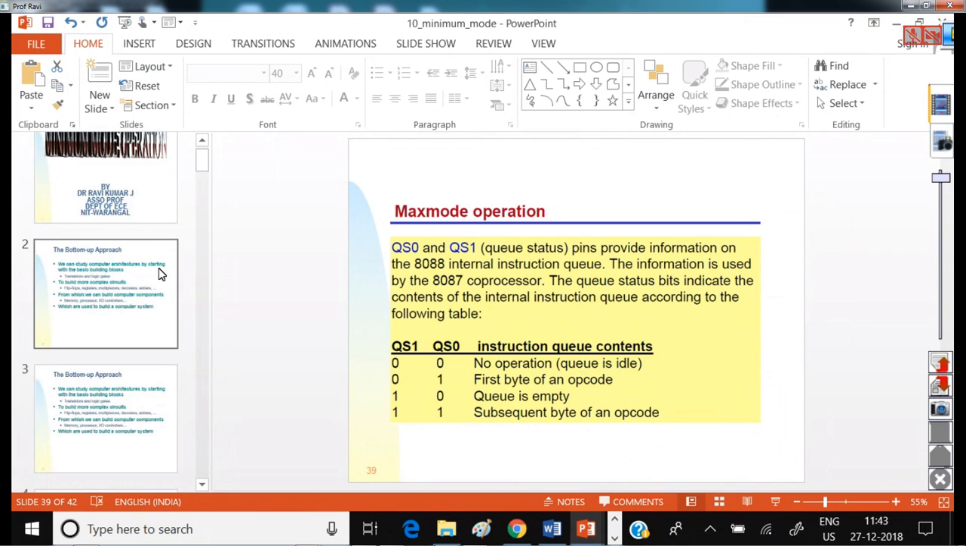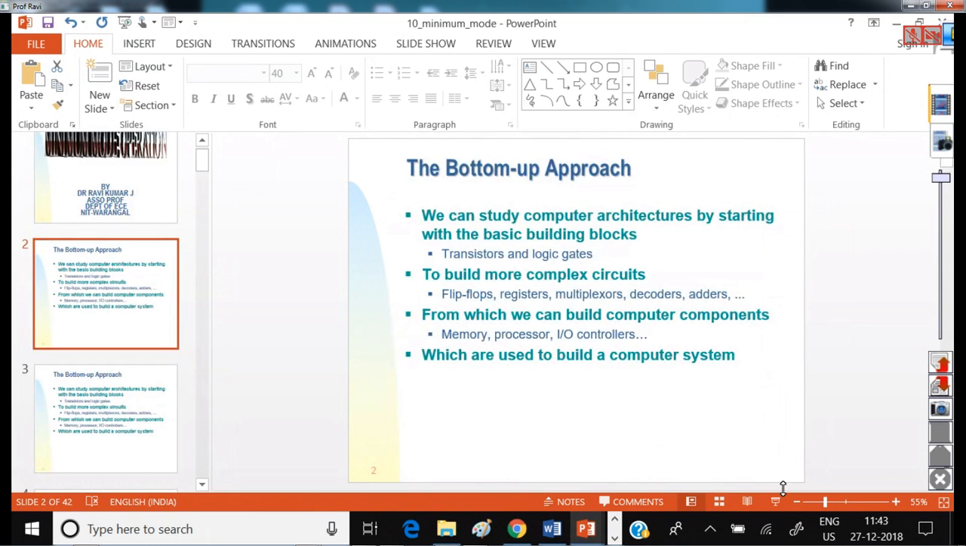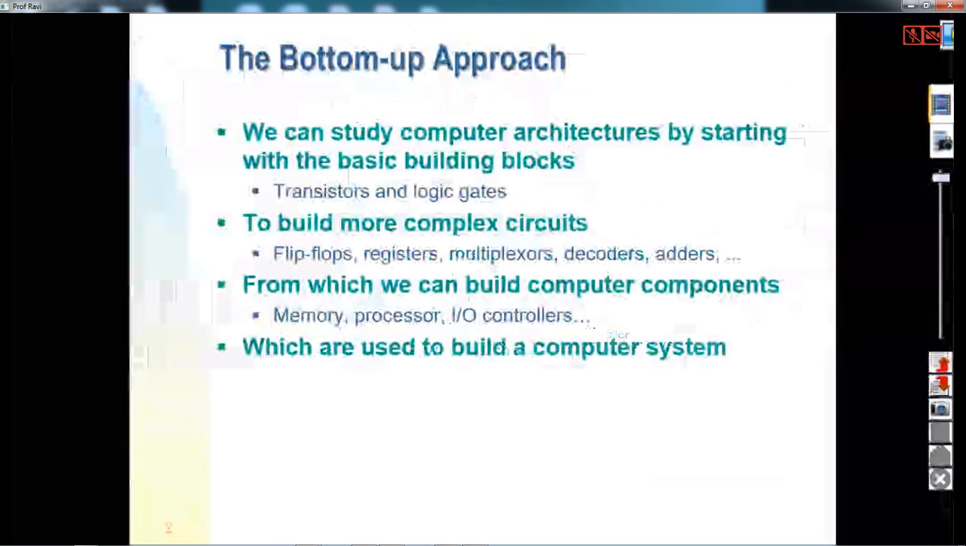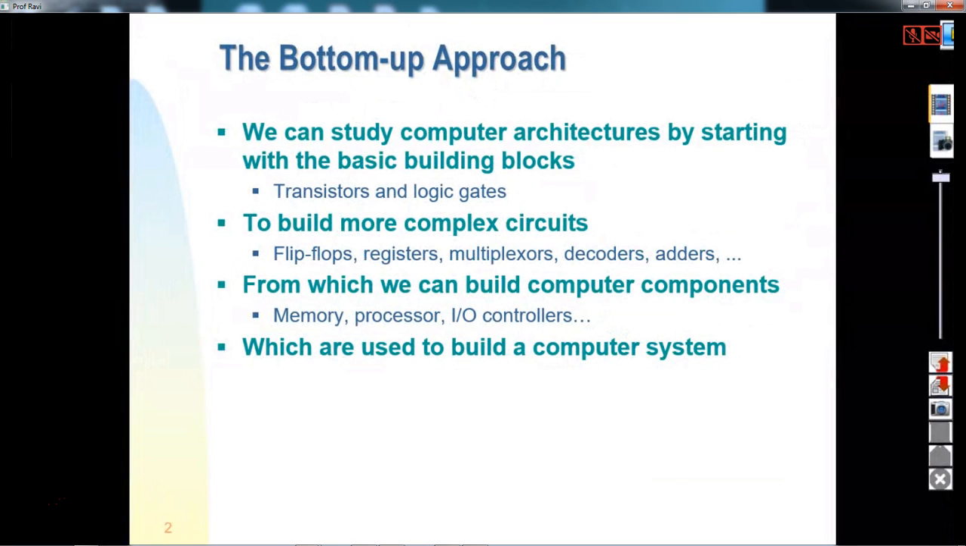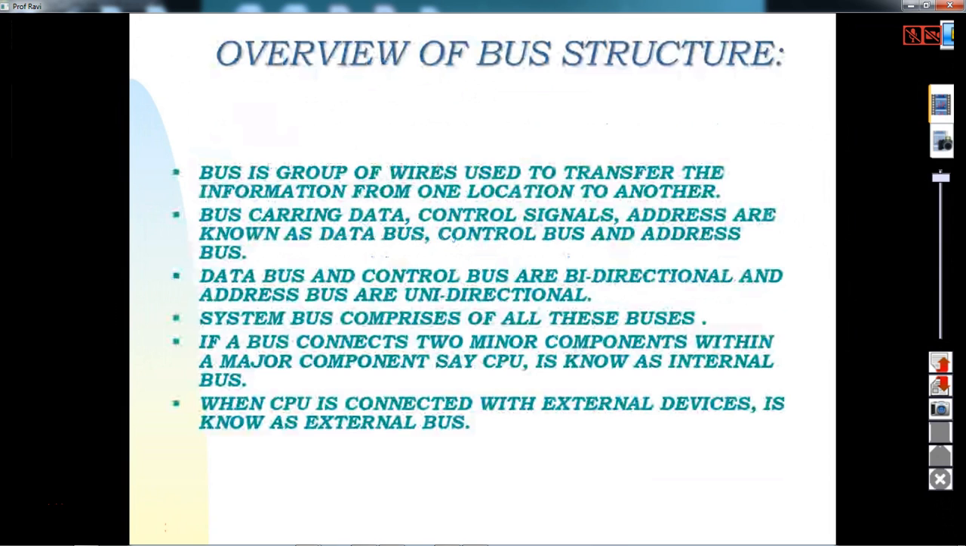Now we are trying to design a system, and designing a system can be done with a bottom-up approach. Bottom-up means we study the computer architecture by starting with basic building blocks, transistors and logic gates. Then to build more complex circuits, we need flip-flops, registers, multiplexers, decoders and adders, from which we can build computer components like memory, processor and bus. So this is the bottom-up approach. Now we are going ahead.